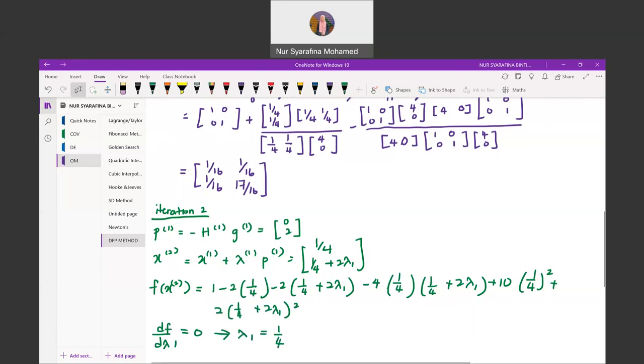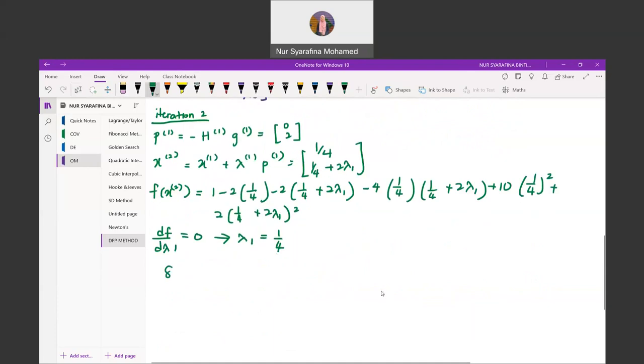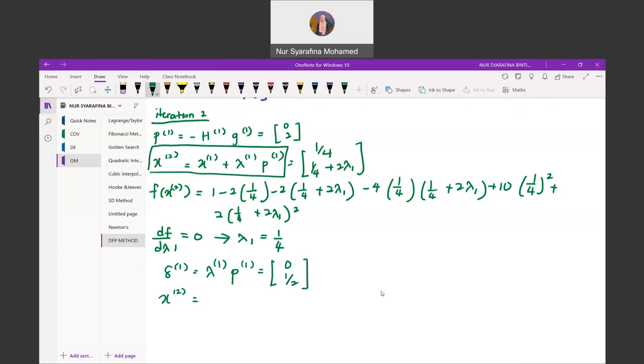And then you can find your delta. So delta 1 is given by lambda 1 times p1, which gives you 0 and 1/2. Okay, now you have your delta 1, you can find your updating point x2 here. x1 plus lambda 1 p1, and lambda 1 p1 is equal to delta 1. So x1 plus delta 1, which equals 1/4, 3/4.